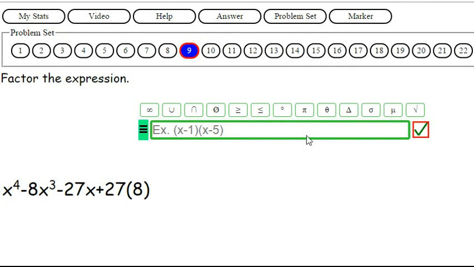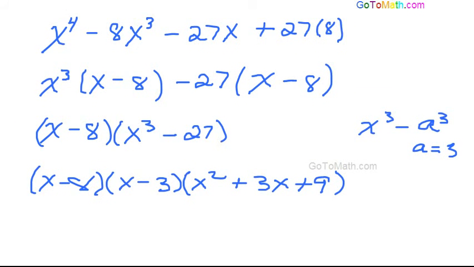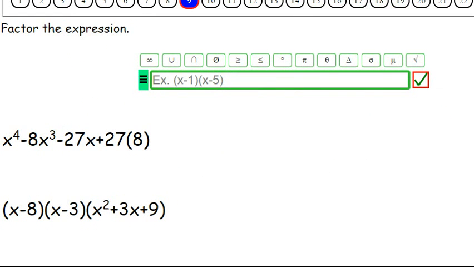Alright, I guess time to quit staring at that. So we got x minus 8, x minus 3, x squared plus 3x plus 9. It's a lot like the last problem. Seems like it is. What was this, 9.2? Yeah. Tricky though. It could be tricky.